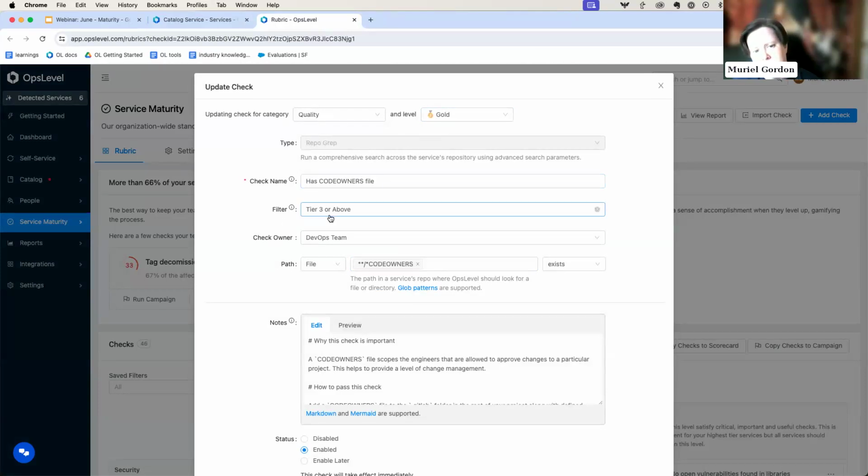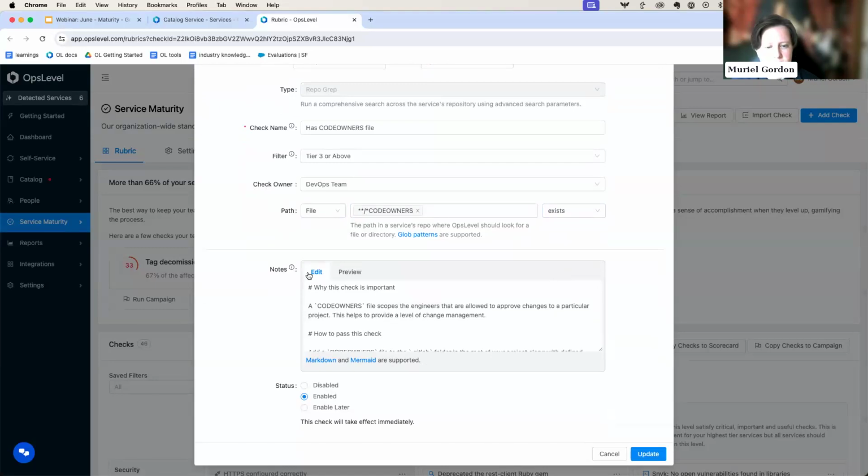Got a filter applied. This has to do with my tier 3 and above services. I've also got an owner associated with this. This is optional, but I think it's a nice thing to do just to give people an idea of who's implementing this and who cares about this. This here is where we're actually getting into the meat of what we're doing with this check. So we are looking for a file. We're not too fussed about the path. We don't really care where it is, but we want to know, does it have code owners in the name? Does that exist?